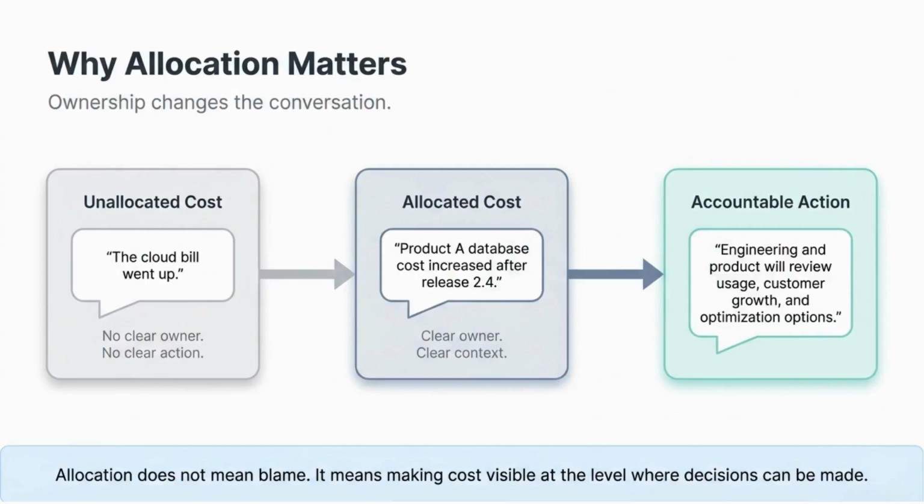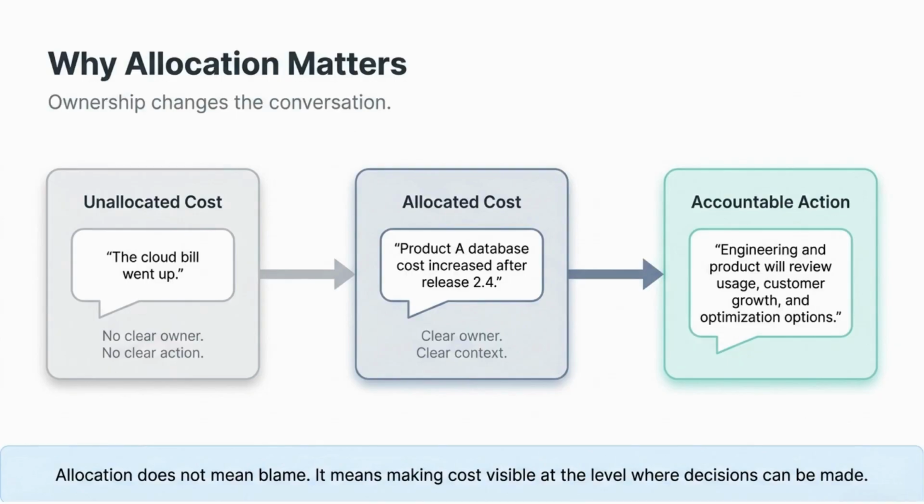Allocation matters because it changes the conversation from a general complaint to a specific decision. When cost is unallocated, a report might simply show that the cloud bill went up. That may create concern, but it does not tell anyone what to do. When cost is allocated, the conversation becomes more useful. For example, Product A database cost increased after Release 2.4. Now the organization can identify the product owner, the engineering team, the release timing, and the business context.